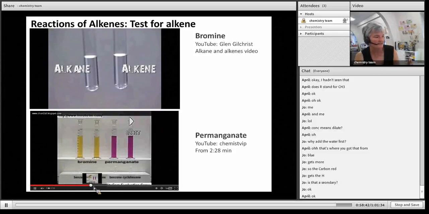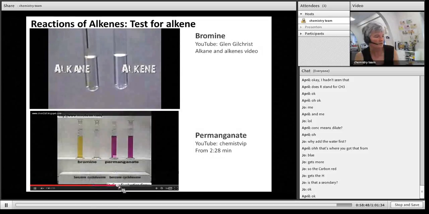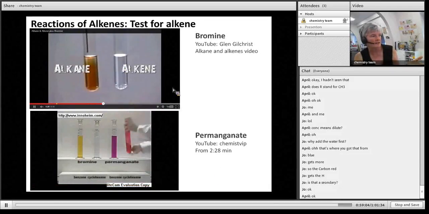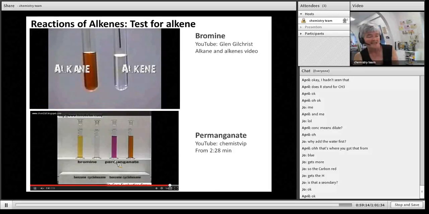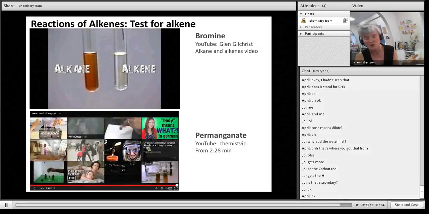Now they didn't acidify this permanganate, so I'm trying to get it on. So over there. Okay, so there the alkane is not changing color. And you'll see it's changing color over there. And notice here the alkane didn't change the permanganate. And then it didn't go colorless like you would have expected. And that's because it's not acidified. So instead of forming the Mn2+ ion, you form the MnO2. You form manganese dioxide.